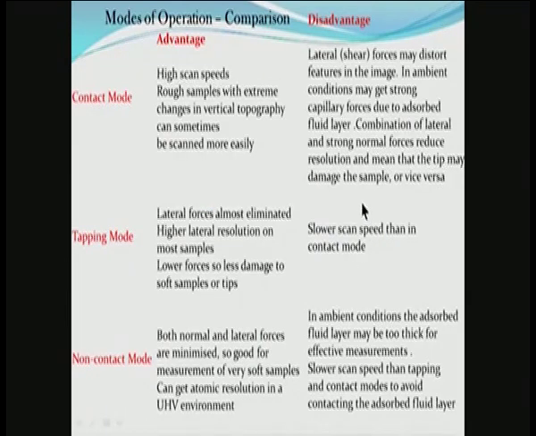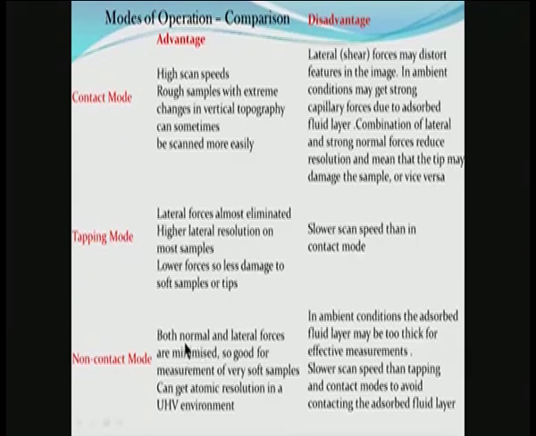There are advantages and disadvantages to different modes. The contact mode is where the tip is in contact with the surface which it is measuring. That allows high speed scans, and rough samples with extreme changes in vertical topography can be scanned more easily because the tip is in contact. But a disadvantage is that lateral shear forces may distort the image and so on. In the tapping mode, the lateral forces are almost eliminated, but the speed is lower than in the case of the contact mode.